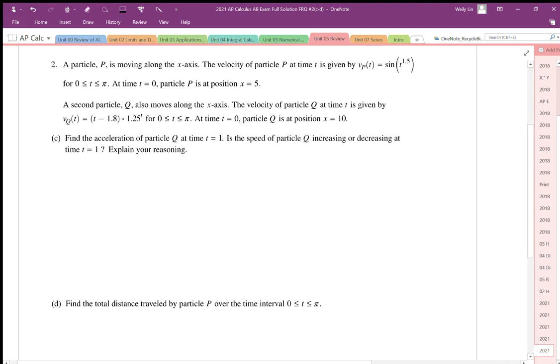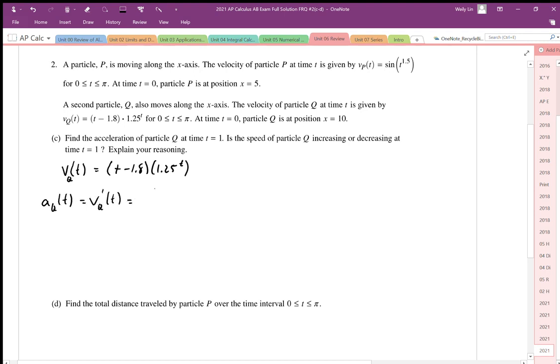Well, first of all, we need to find the derivative. Okay, so we have v of t of function Q is going to be 1t minus 1.8, 1.25 to the power t. Okay, so when we differentiate this, we're going to get acceleration. So if I want to find the acceleration function of Q, that's going to be the first derivative.